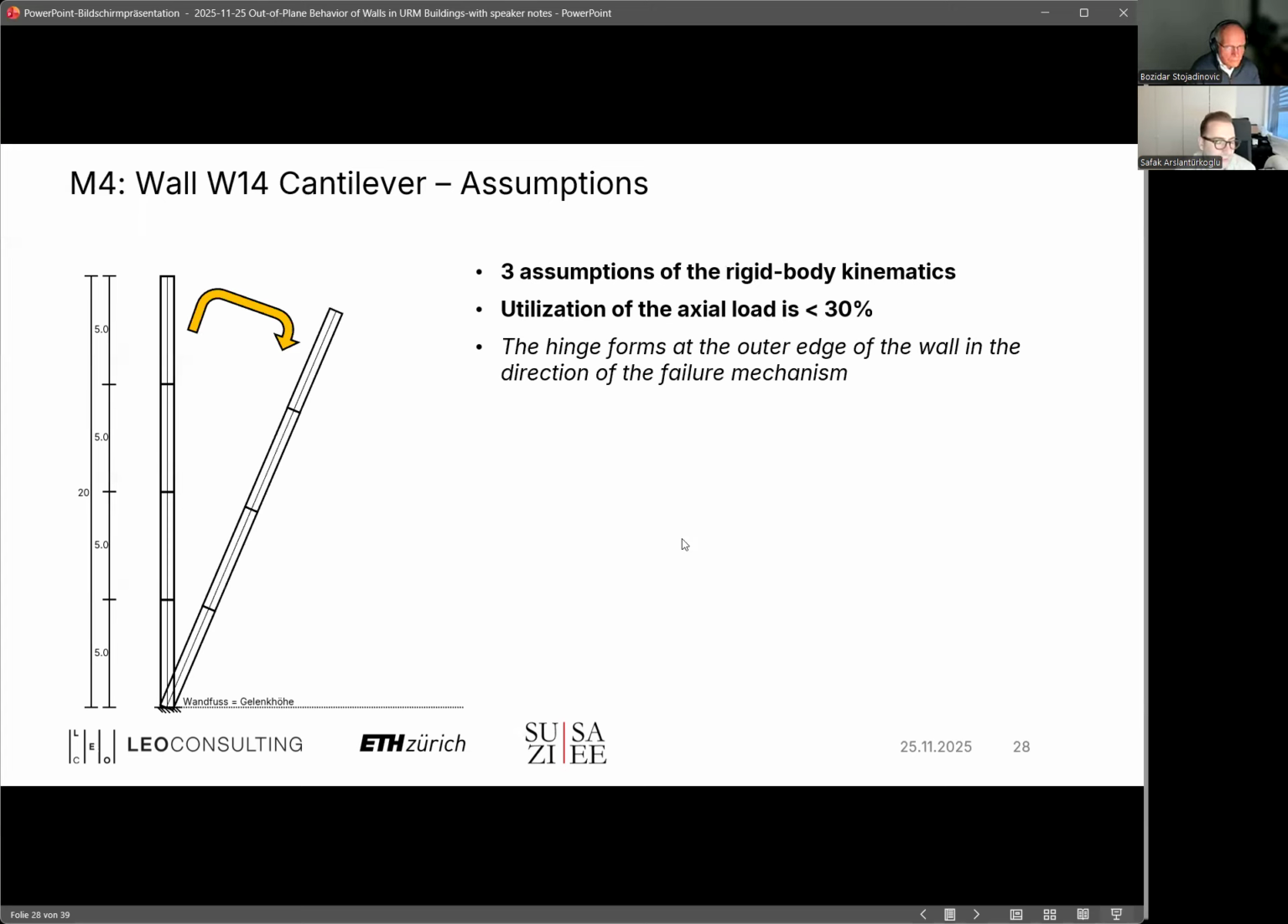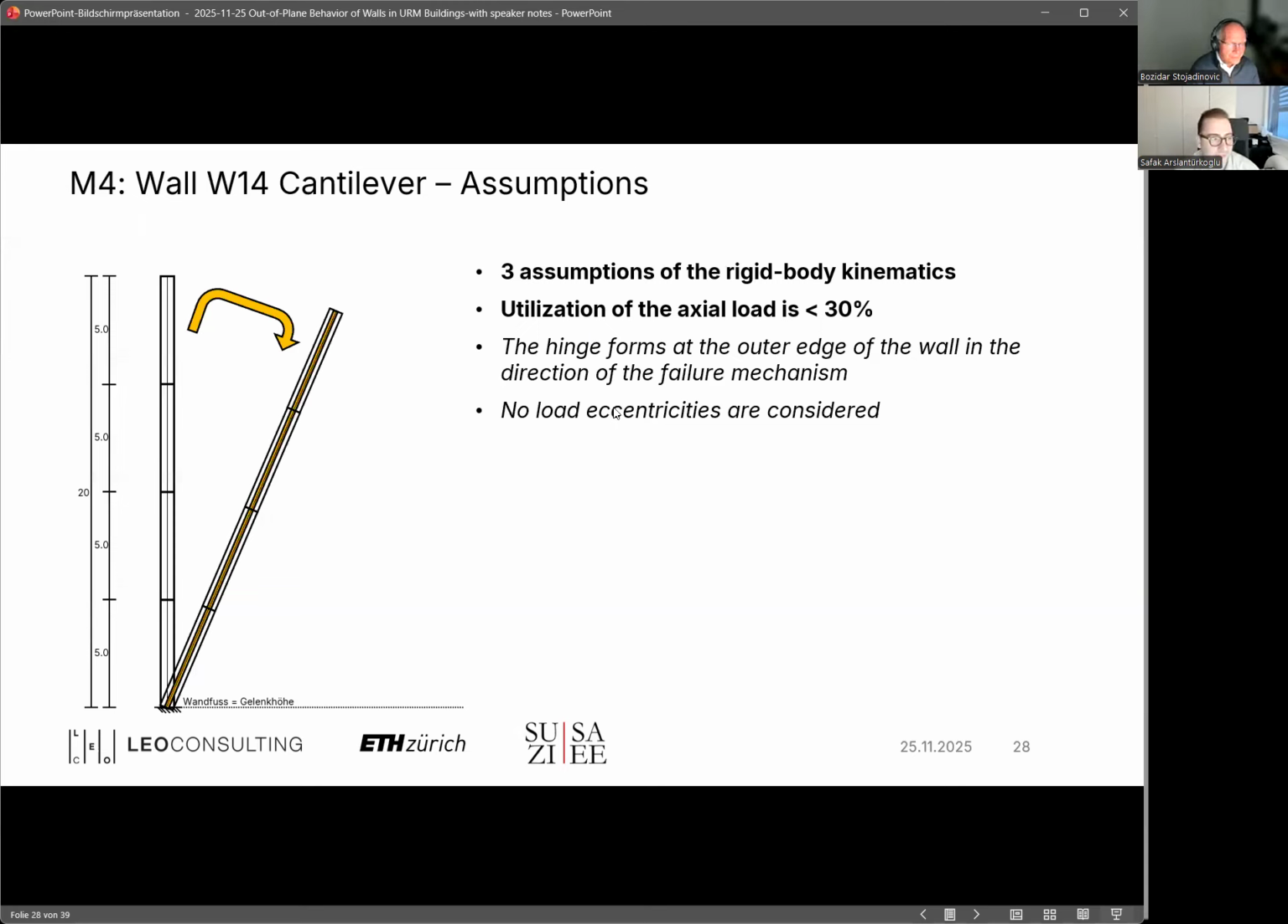And then what we are going to do is we will say, okay, we have this wall over the height of the building. So this is the facade wall. And then we have a hinge at the base, and it forms at the outer edge of the wall in the direction of the failure mechanism. We also say that eccentricities are not there.